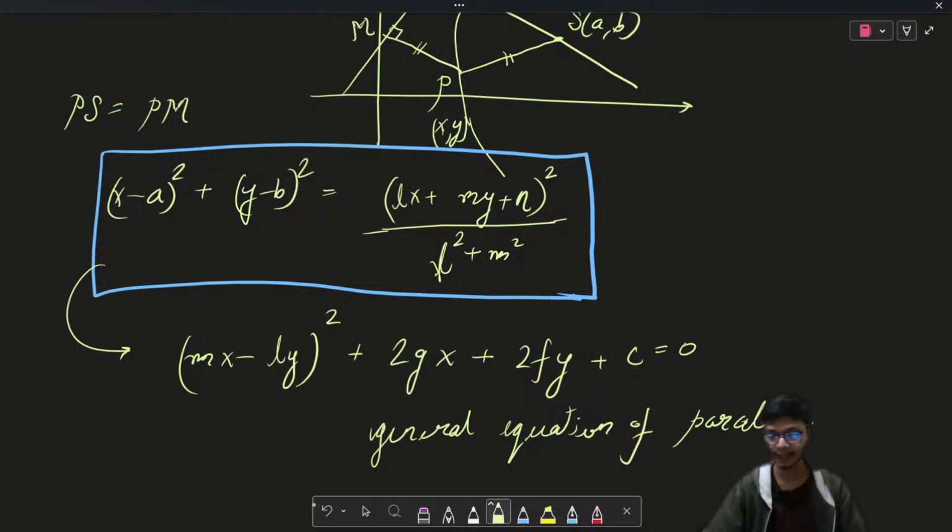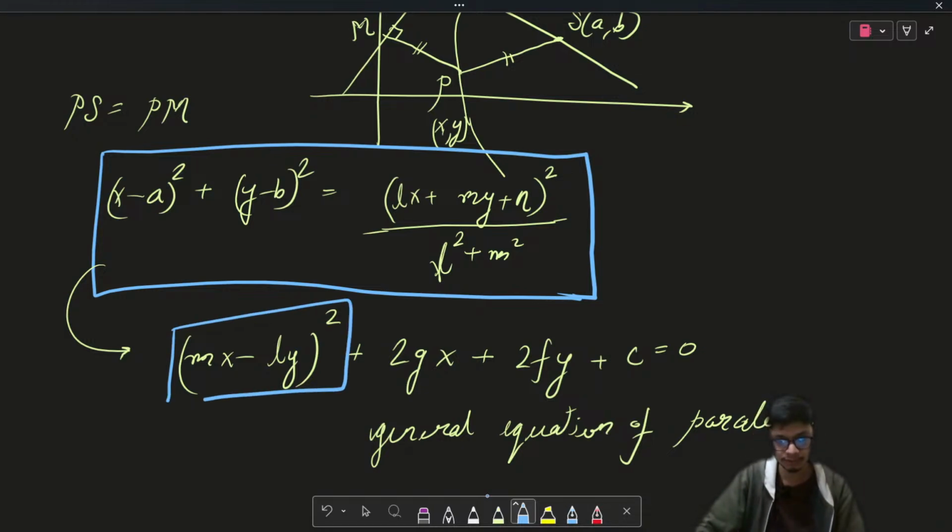So what you observe is that we have both x square, y square and xy terms with us as well, right? The second degree terms in the general equation of a parabola actually form a perfect square. So what you can also observe is that the second degree terms, that is x square, y square and xy, actually form a perfect square, right? So that's why I've clubbed it as a perfect square, right?